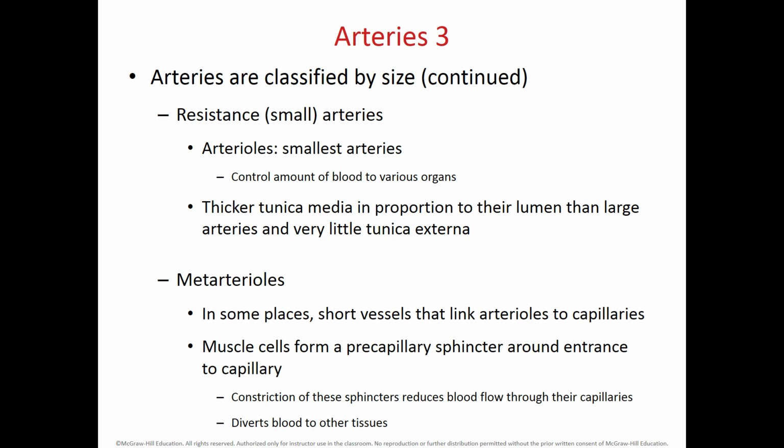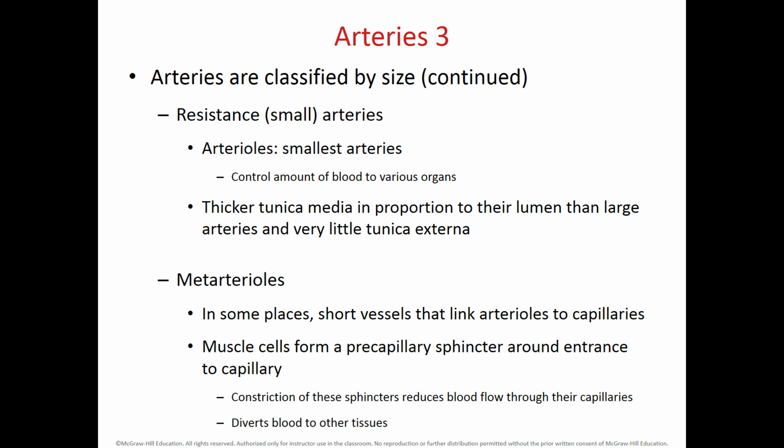The small-sized arteries are known as resistance arteries, and we have a couple of them. We have the arterioles, which are the smallest arteries, and we have the meta-arterioles. Now the arterioles, they are the ones that control the blood supply into various organs. They have a thicker tunica media in proportion to their lumen than the larger arteries, and they have very little tunica externa.